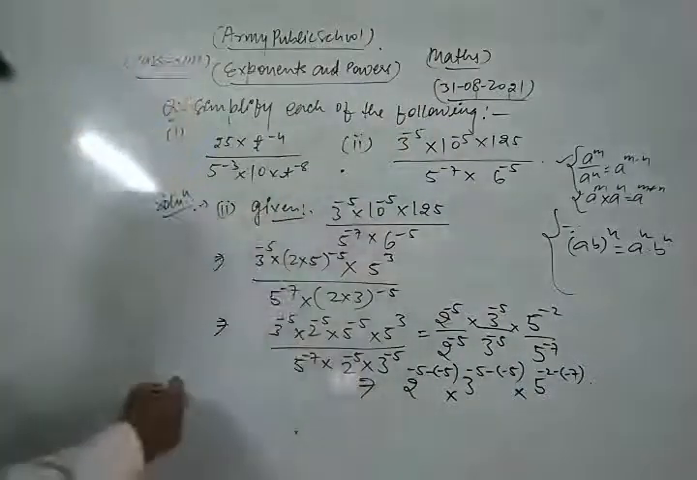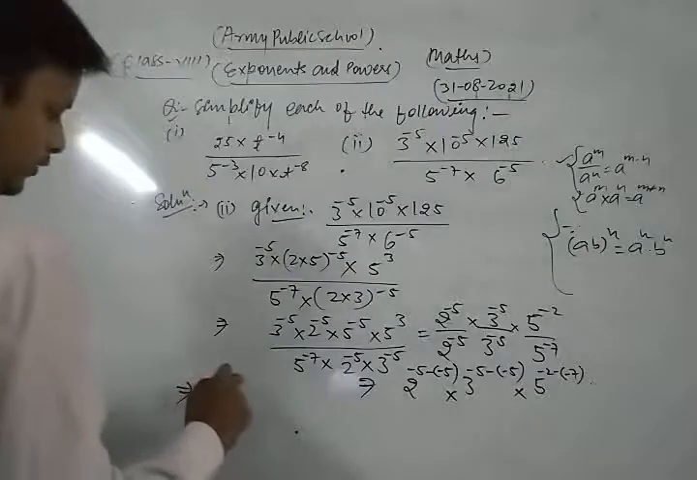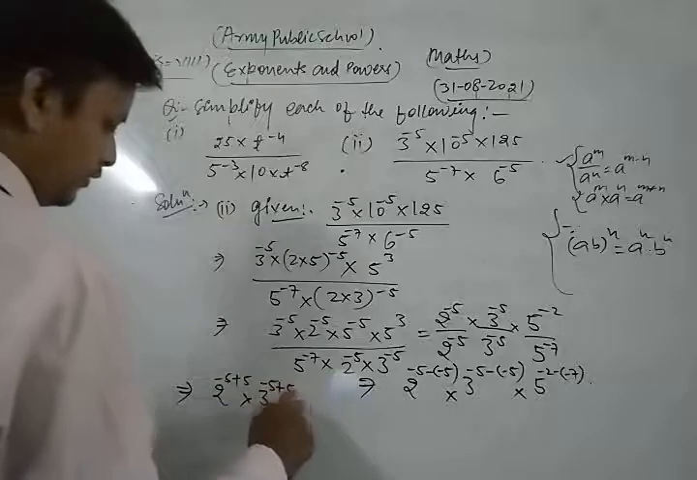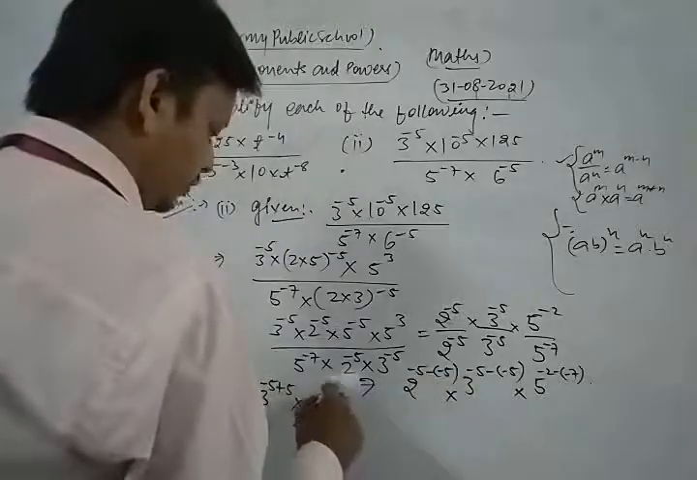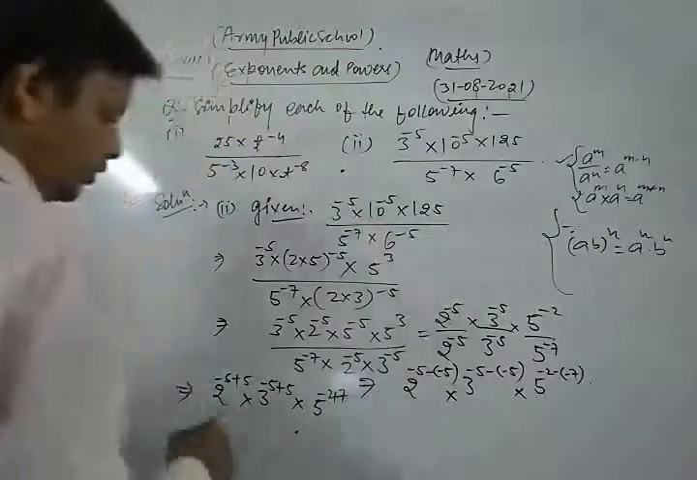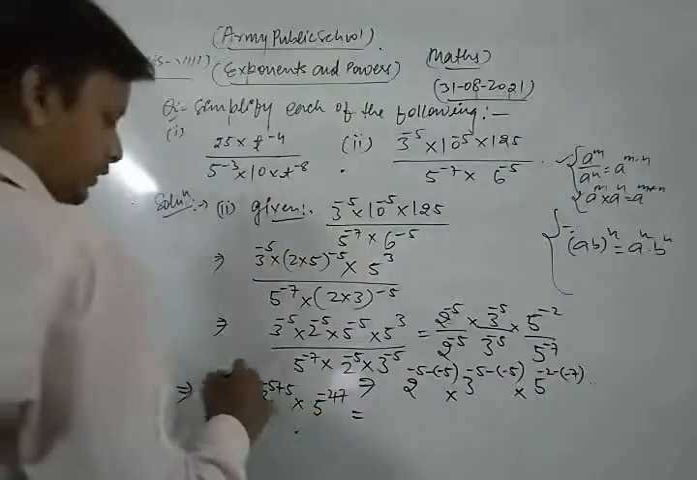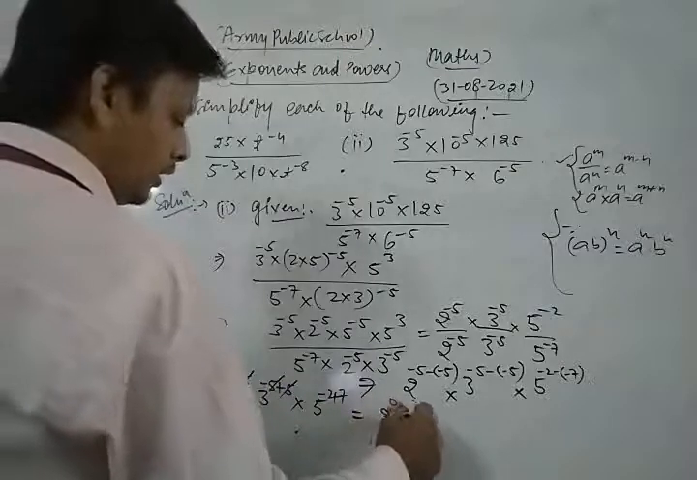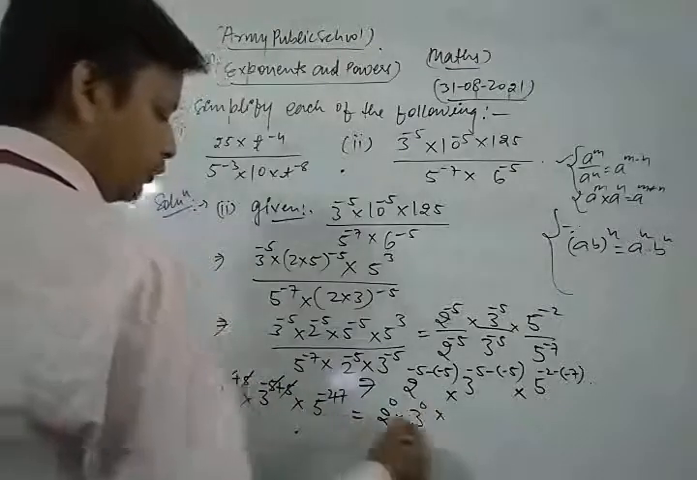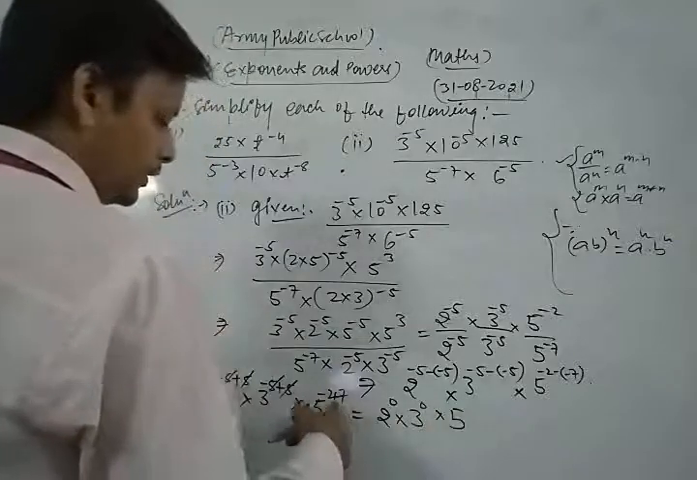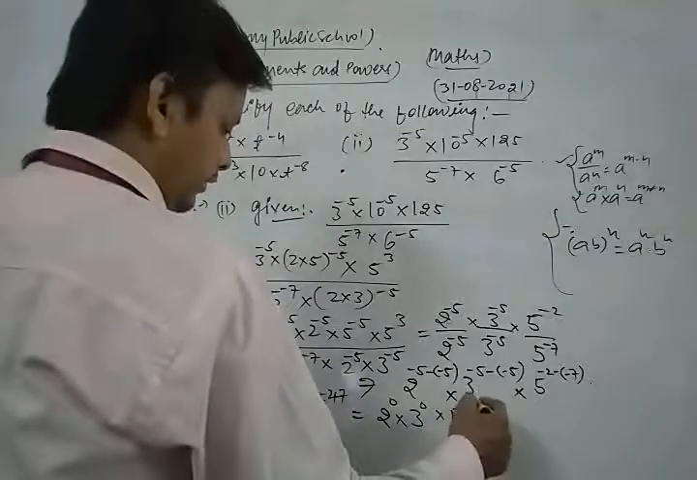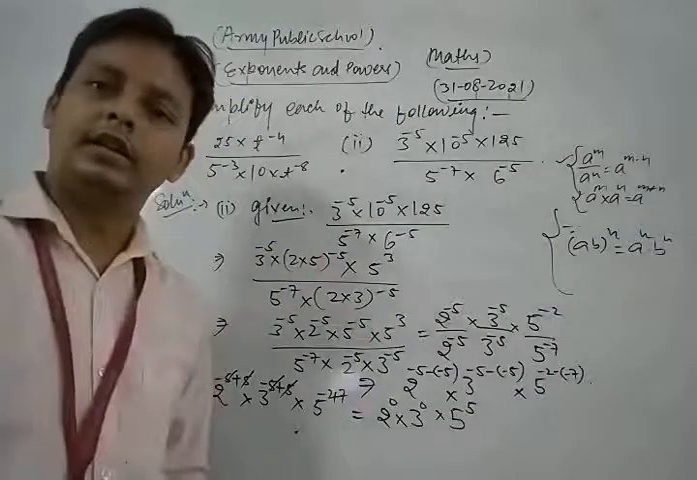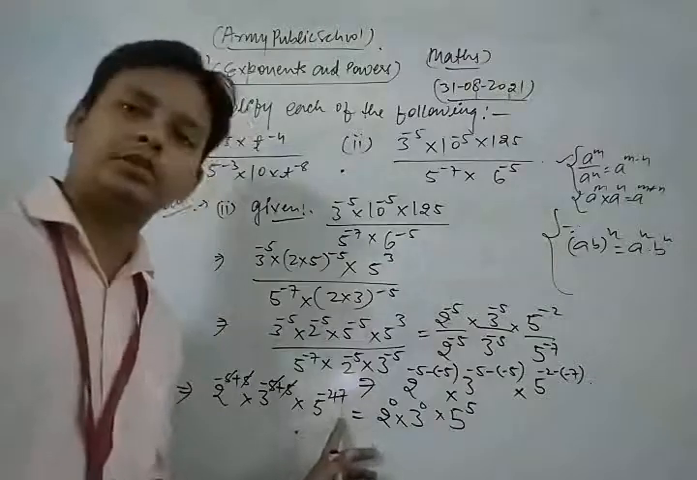Now we break the bracket, so we have 2 power minus 5 plus 5 into 3 power minus 5 plus 5 into 5 to the power minus 2 plus 7. Now look, minus 5 plus 5 cancel each other, so we have 2 power 0 into 3 power 0 into 5 to the power plus 7 minus 2, that is plus 5 is left, because plus 7 and minus 2 is there.